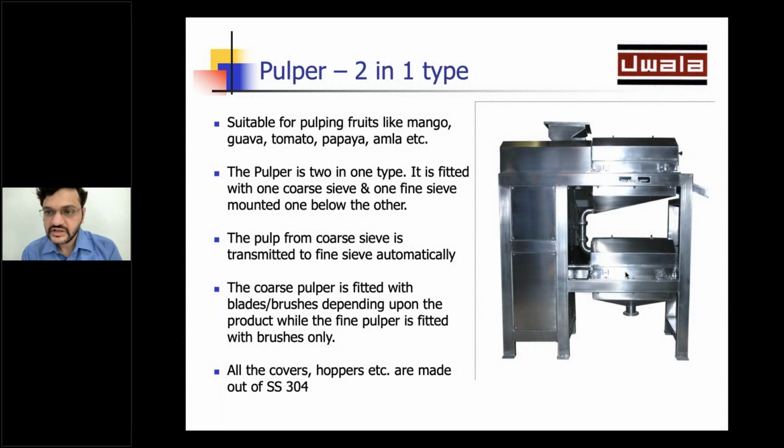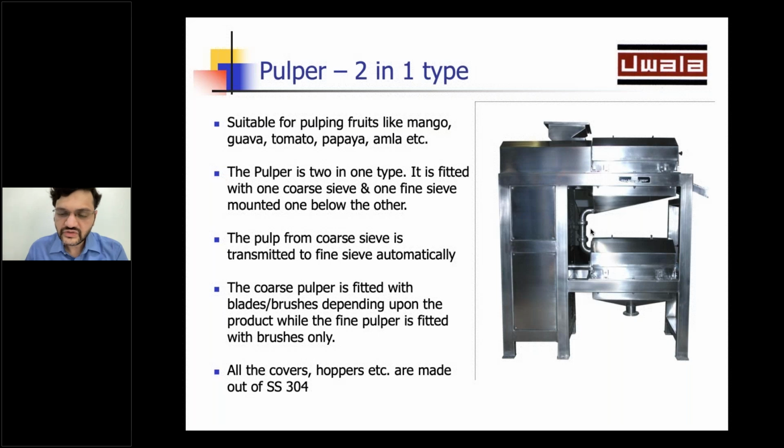The next machine in the line is the pulper. Now, the pulper is a very essential machine as part of the pulp processing line. As the name suggests, in this machine the pulp of the mangoes is extracted, and the stone and the skin of the mangoes are separated. The stone, that is the gutli of the mangoes, gets separated automatically, and the skin of the mangoes also gets separated. So this is a 2-in-1 type of pulper.